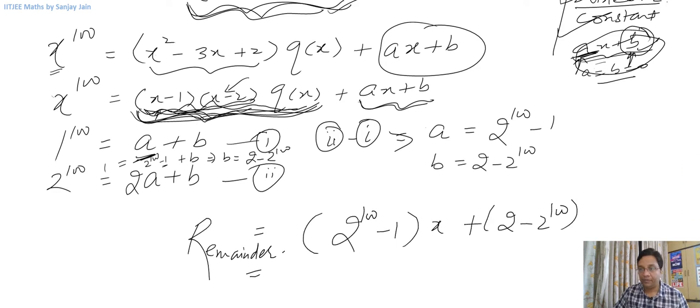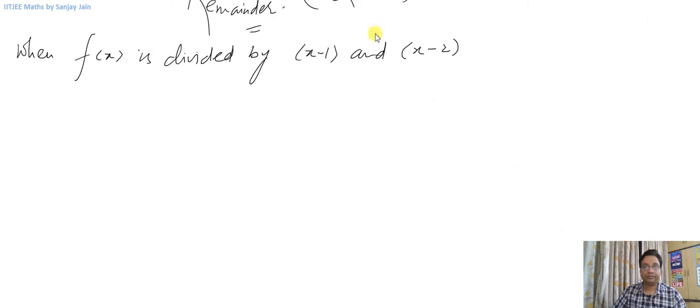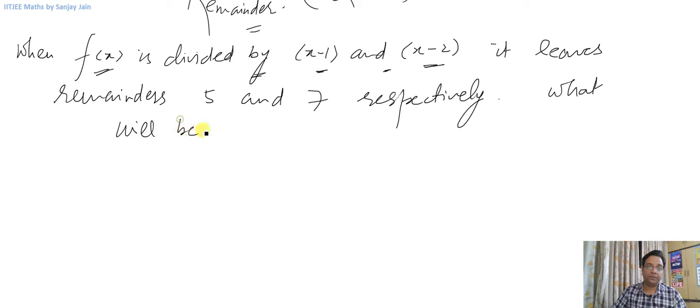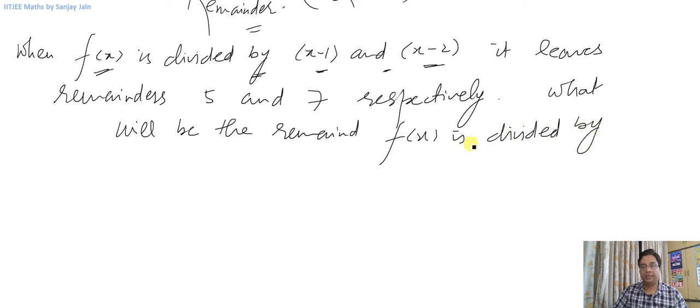Okay, so let me take one more question. When polynomial f of x is divided by x minus 1 and x minus 2, it leaves remainders 5 and 7 respectively. What will be the remainder when f of x is divided by x minus 1 into x minus 2, right? X minus 1 into x minus 2.